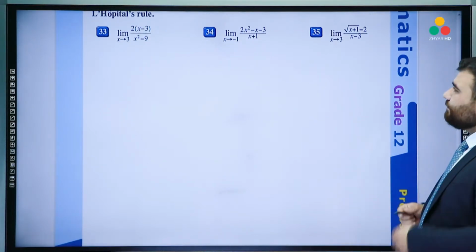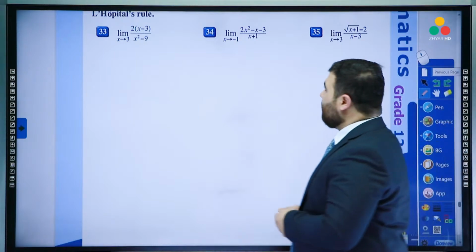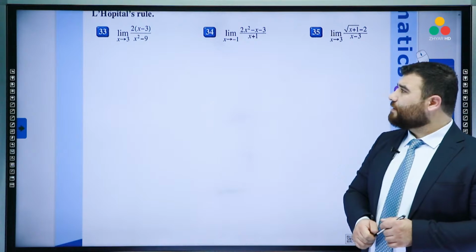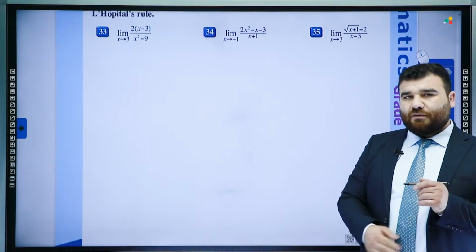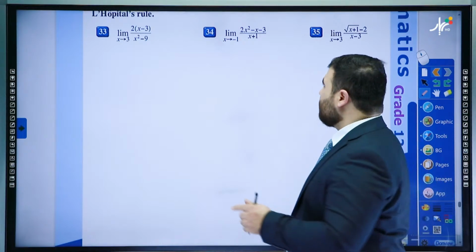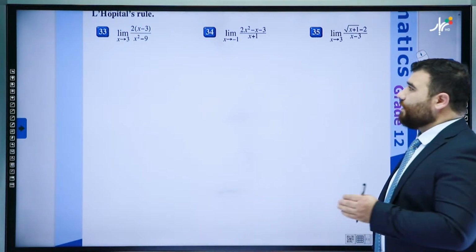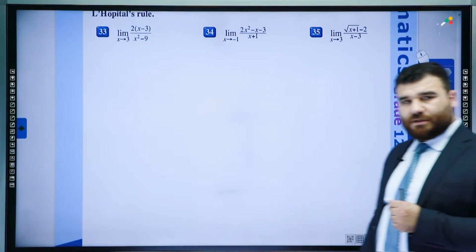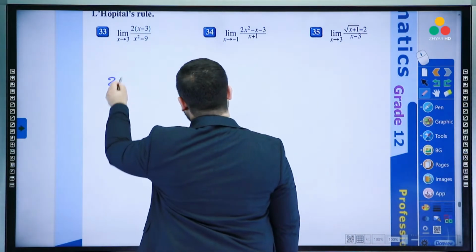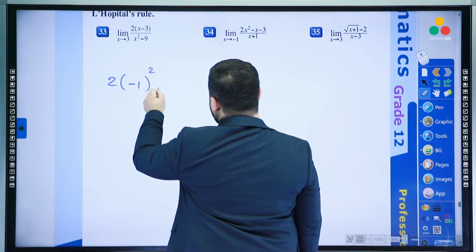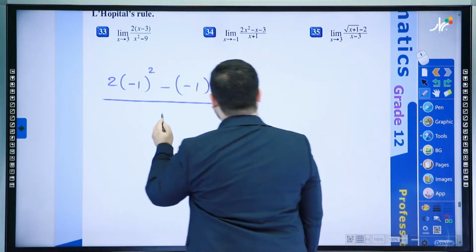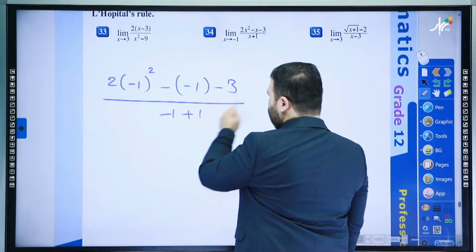34. We have this polynomial over x plus 1. The x tends to negative 1. Don't forget to always check. It's not always 0 over 0. Sometimes it looks like it will be L'Hopital, but after you directly substitute, you see it's not 0 over 0. Now let's check. 2 times negative 1 power 2 minus negative 1 minus 3, all over negative 1 plus 1.